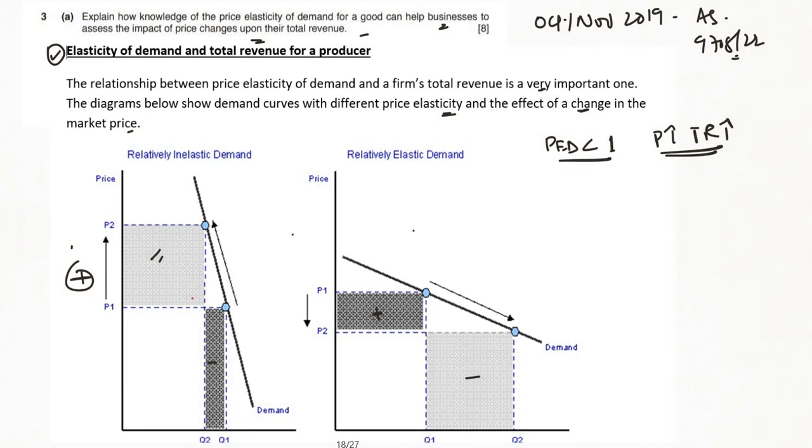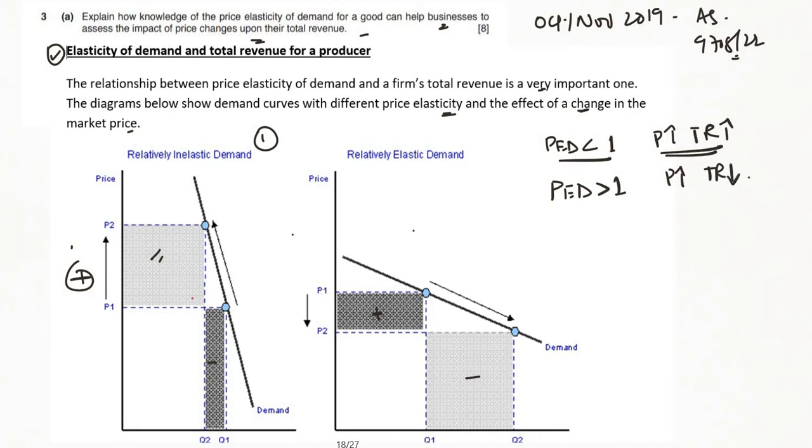Similarly, first of all, you will be drawing this diagram. For example, if the curve is inelastic, so PED is less than 1, if you increase the price levels, the total revenue will also increase. However, if PED is greater than 1, what will happen? If you increase the price levels, the total revenue will fall.